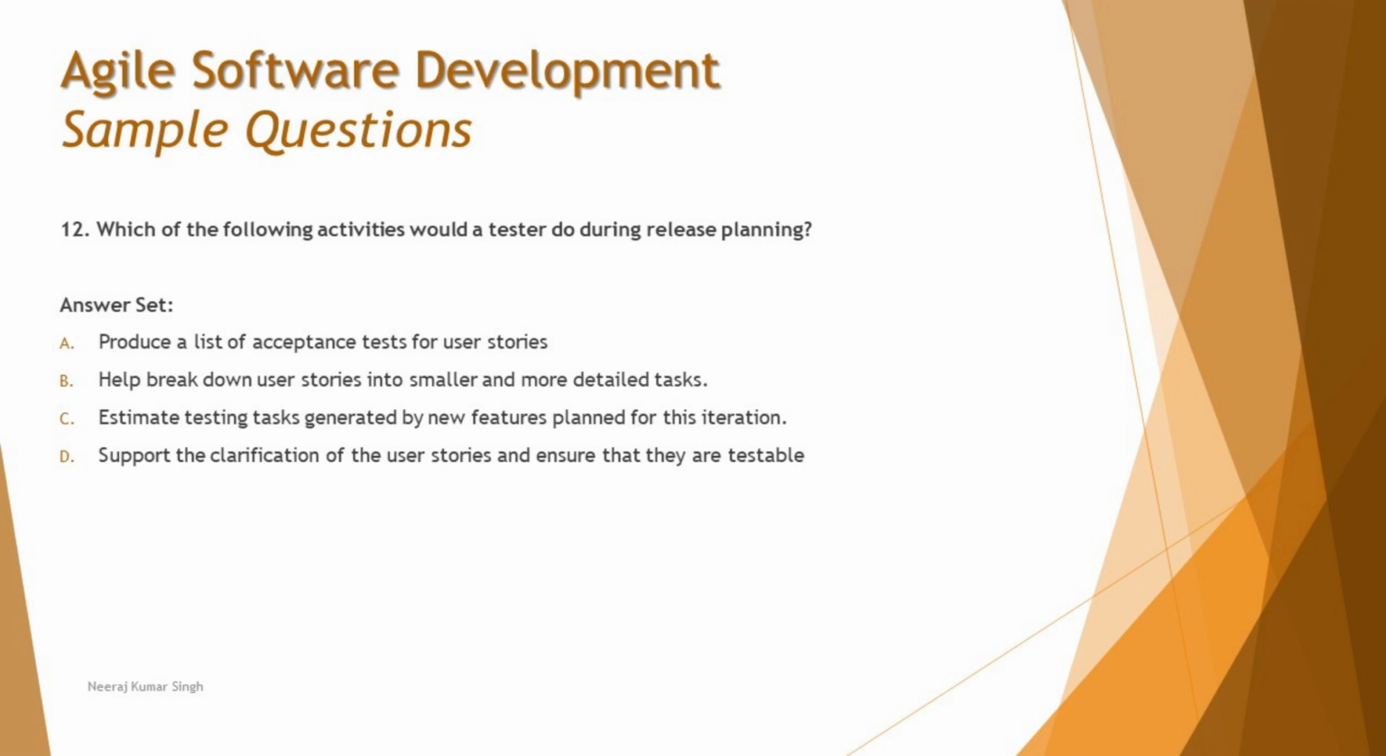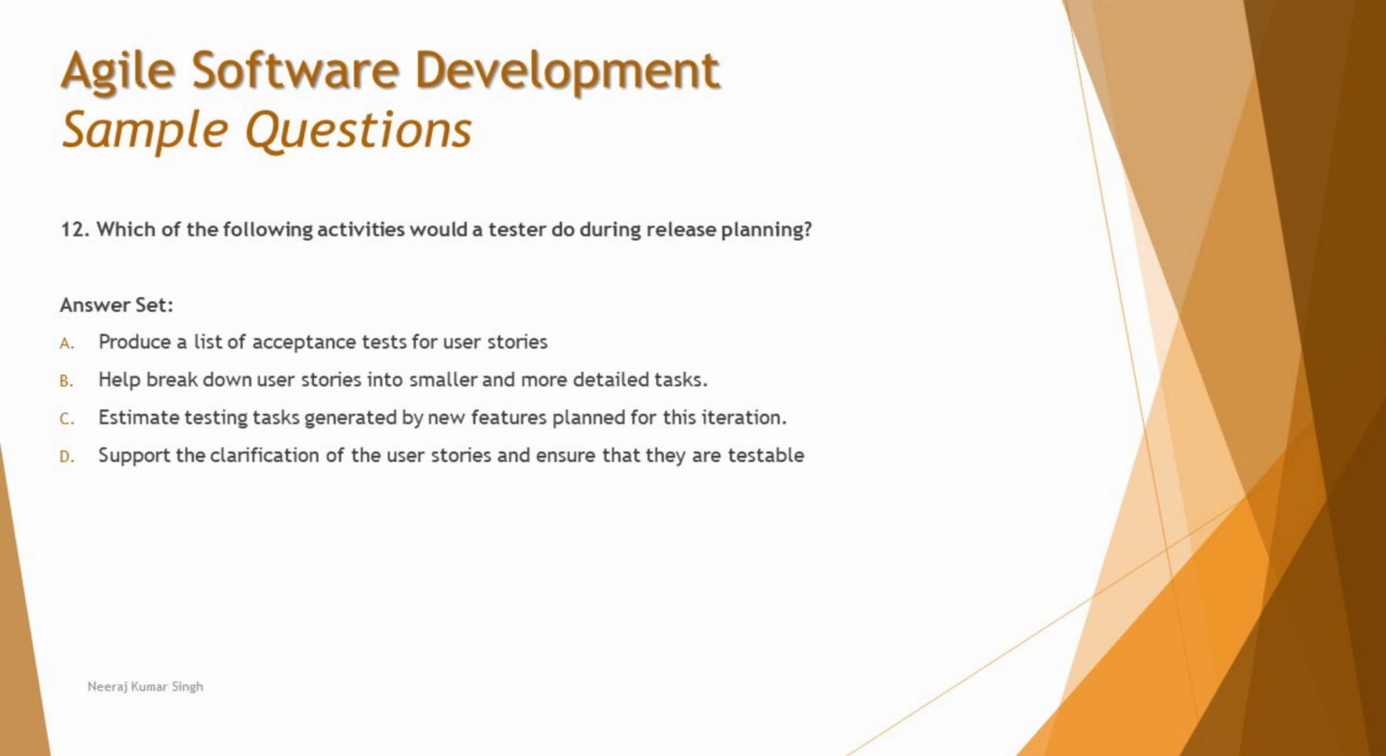All they're asking you here is, again, what would be the activity of a tester during release planning? So you need to pick the odd one out. So we have the options as A, produce a list of acceptance tests for user stories. I think a user story is a very concrete thing, right? A very simplified work item, and that gets discussed as a part of iteration planning that is not visible to you at the time of release planning. So that's not something we do during release planning.